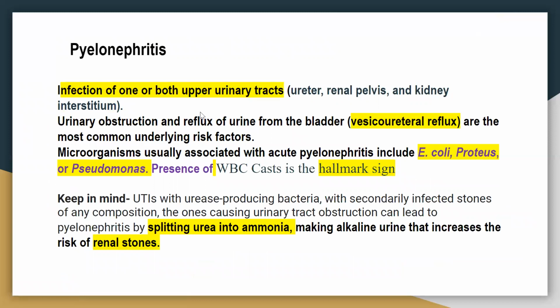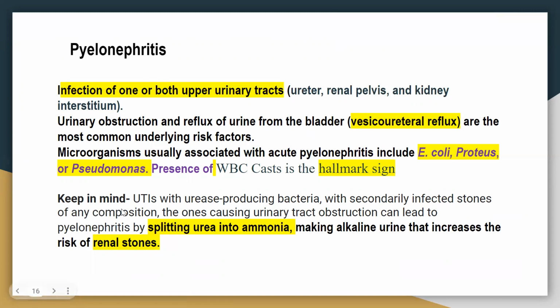Pyelonephritis is infection of both or upper urinary tract. These are the findings you will see: urinary obstruction and reflux of the urine from the bladder. That term is called vesicoureteral reflux, the most common underlying risk factor. And here again, those microorganisms are explained here that cause pyelonephritis: E. coli, Proteus, and Pseudomonas, okay? And then the hallmark sign is WBC cast. RBC cast was in glomerulonephritis. WBC cast is in pyelonephritis.